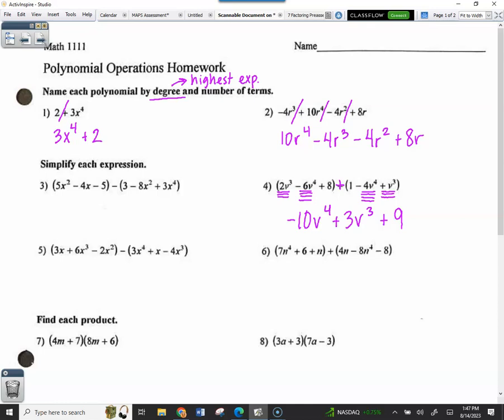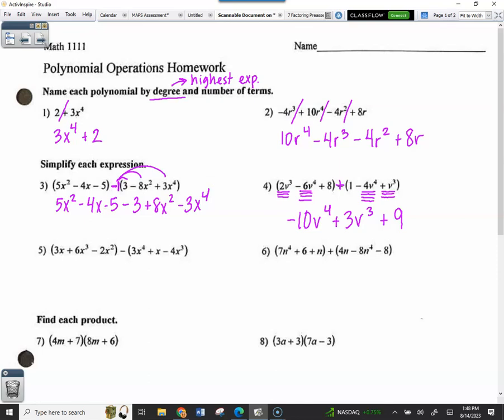Subtracting is the exact same concept with one step in the very beginning, and that is this negative 1 needs to be distributed to everything after it, which means it's going to change all the signs. Only of what goes after it, though. The stuff in the front would stay the same. This would become negative 3 plus 8x squared minus 3x to the fourth.